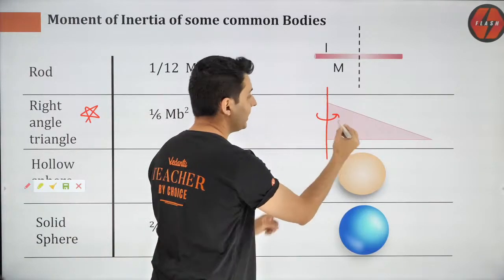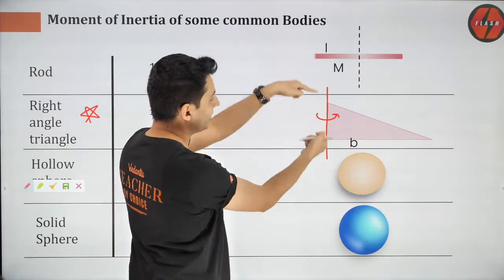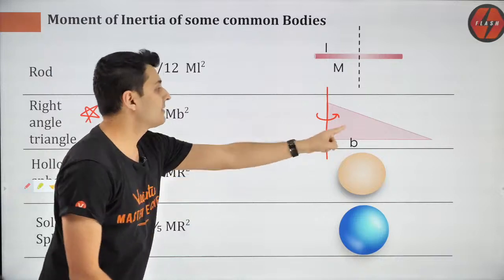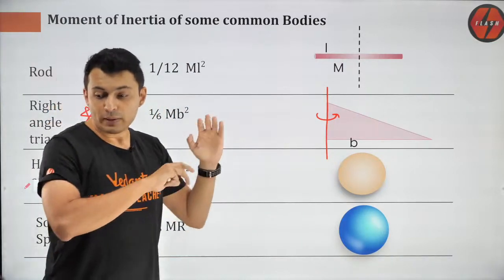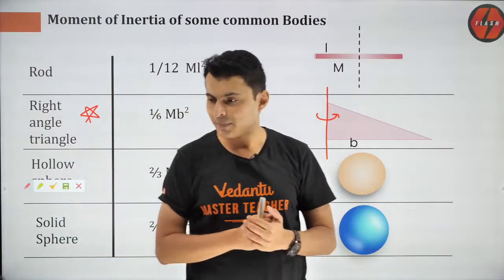So if you rotate a triangle, it doesn't matter what the width is, it is 1 by 6 mb square. Keep this in mind. So solve many problems, that's the only way to remember it.